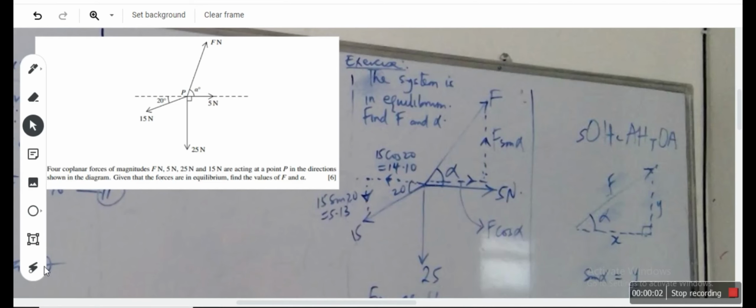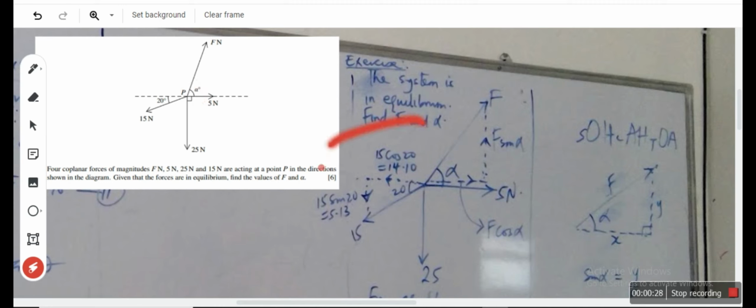So we can see some other examples, like this one that says 4 coplanar forces, F Newton, 5 Newton, 25 Newton, 15 Newton are acting at point P in the direction shown in the diagram. Given that the forces are in equilibrium, find the values of F and alpha.